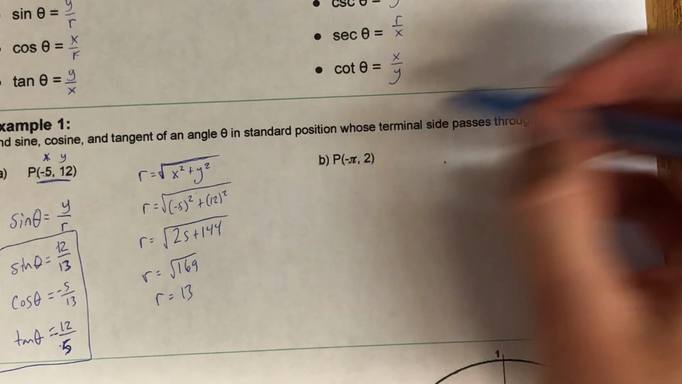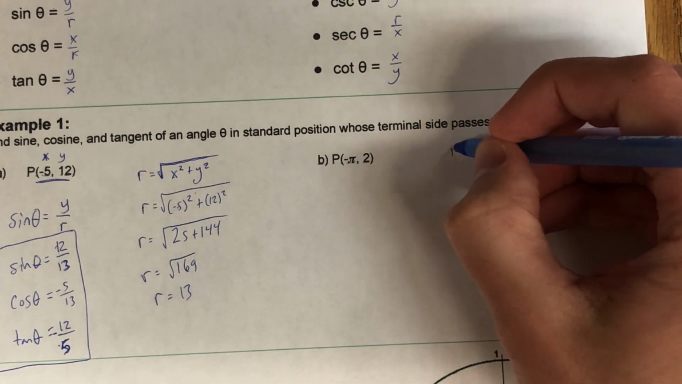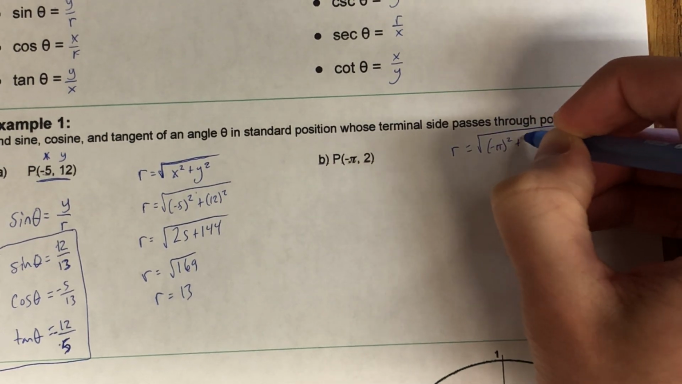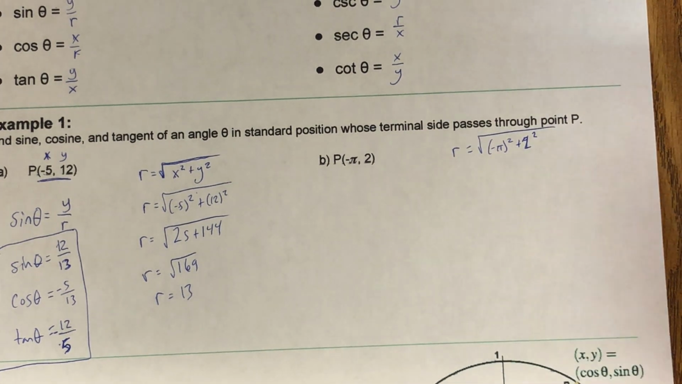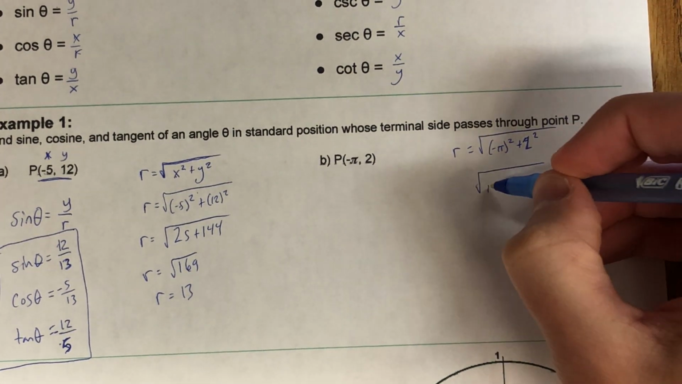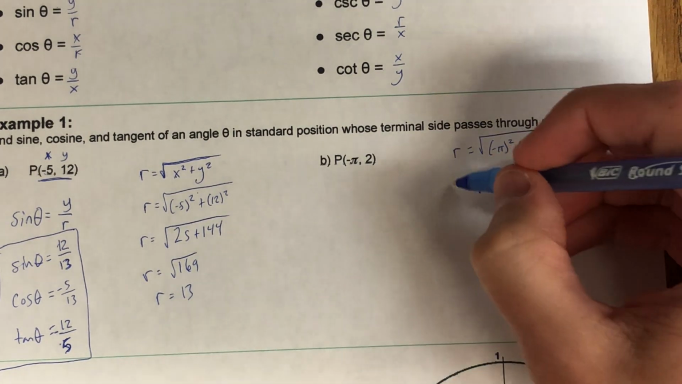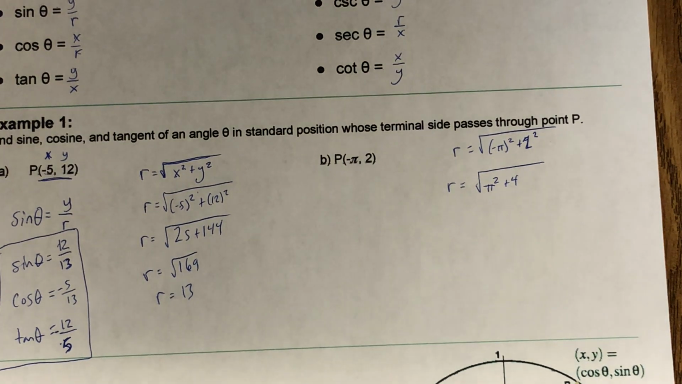So we have our point at negative pi, 2. We want to find r, so that'd be the square root of negative pi squared plus 2 squared. So the square root of pi squared plus 4, which there's not really a way we can simplify.